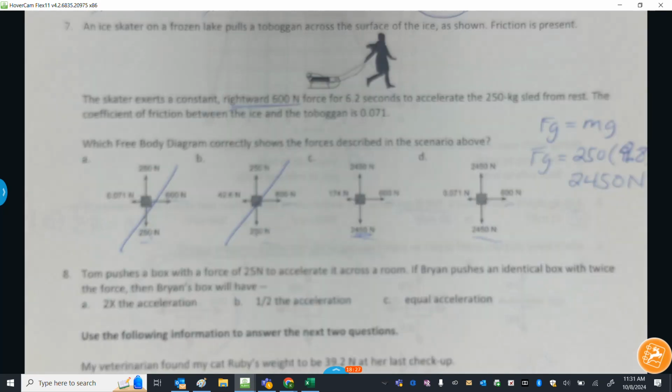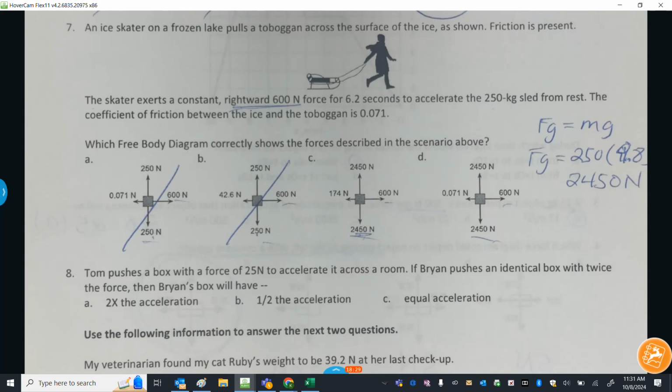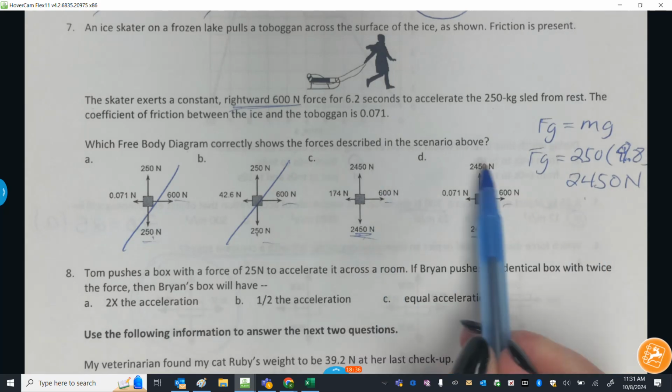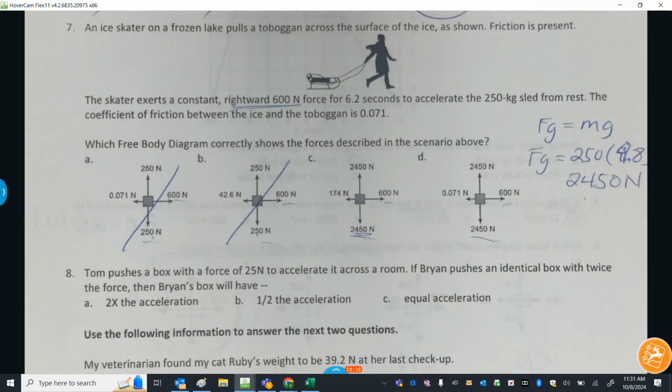The other next thing you can check is Fn. Again, my sled is not accelerating vertically, so Fn should be equal to Fg. It should also be 2,450, and these both have that. So we're good there, which means the only thing left to check is friction.